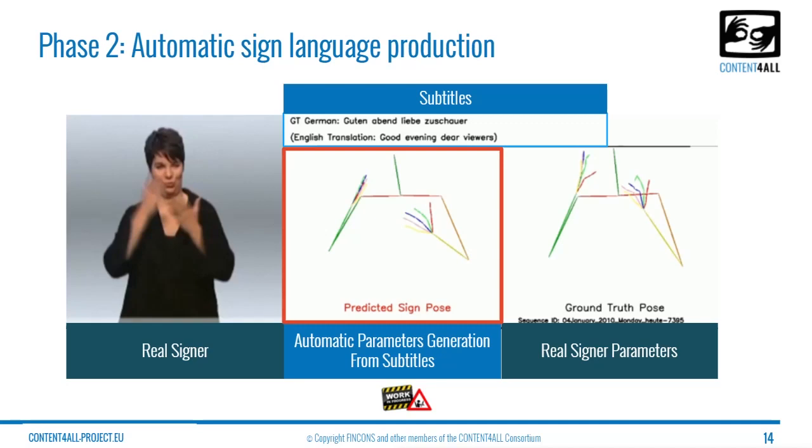And this is only a visual comparison, not a quantitative one, of the differences between the automatically generated skeleton in the center and the parameters extracted from the video on the right side. You should imagine that the skeleton in the center has been generated by an algorithm that doesn't know anything about the video and only knows the relationship of the signs and gestures with the text.